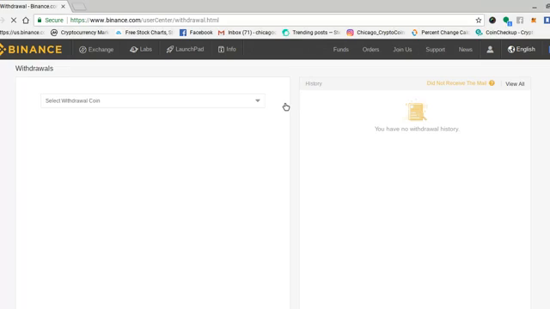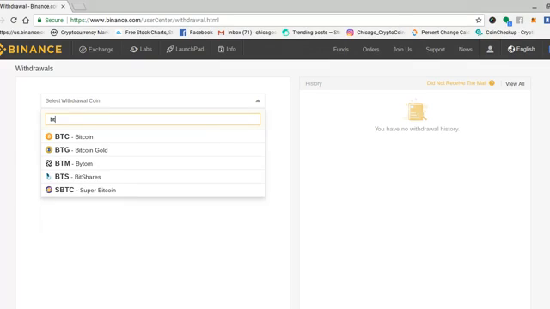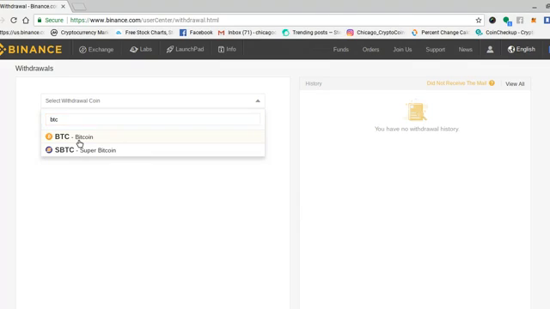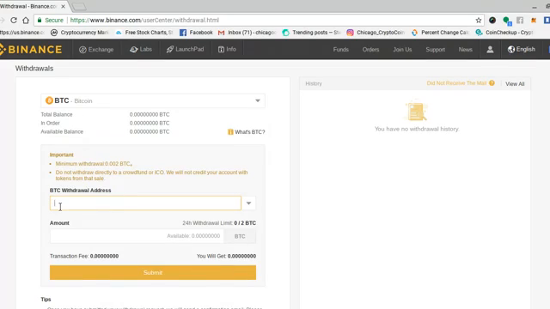Now, when we go to withdrawals, this is where you would withdraw a coin. As you can see, we have no withdrawal history right now. What you would do, once again, is pick the token that you would want to withdraw. So let's say we wanted to withdraw BTC. We will paste our BTC withdrawal address here, unless you're using a mobile device and you're able to scan; otherwise you would have to copy and paste. You would put the amount here, and then you would submit it. And then whatever security precautions you have set up would be activated.